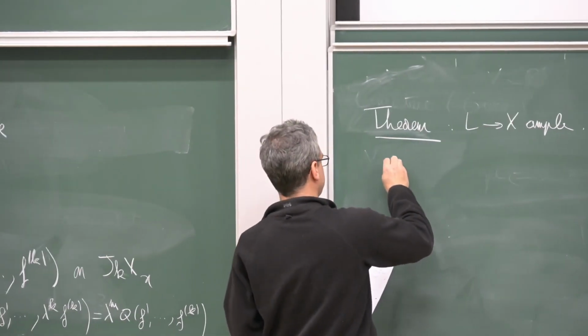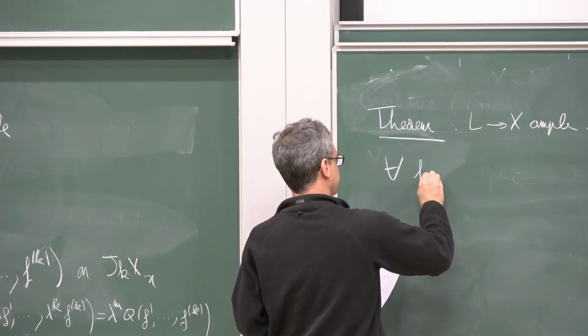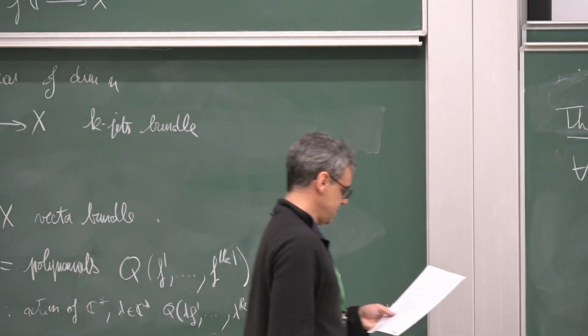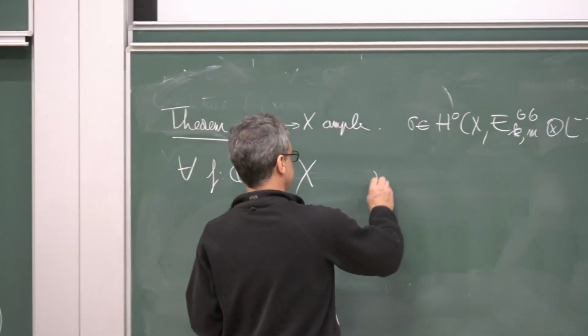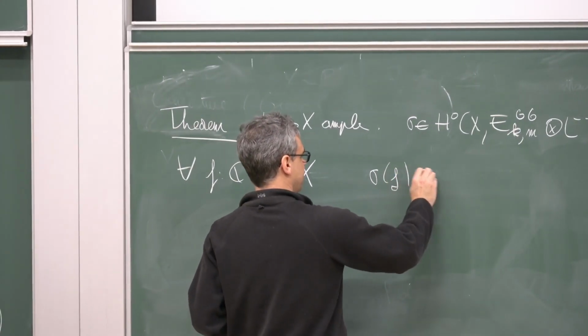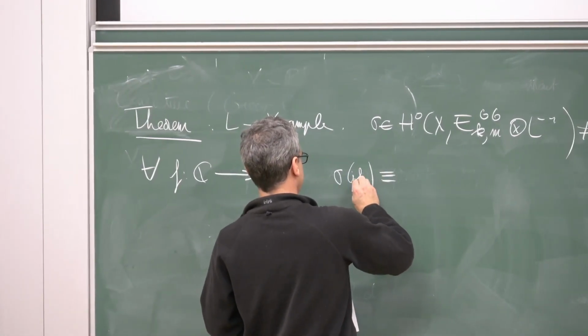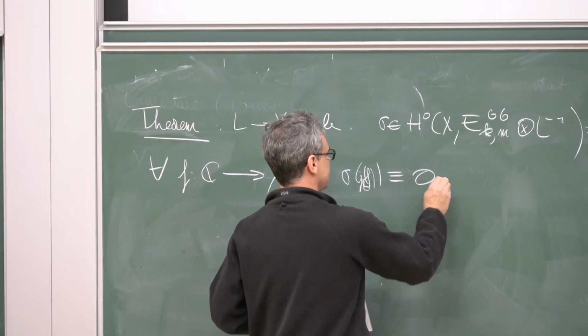then for any holomorphic map f from C to X, sigma of f, if you prefer, the k-jet lift of f, is identically 0.